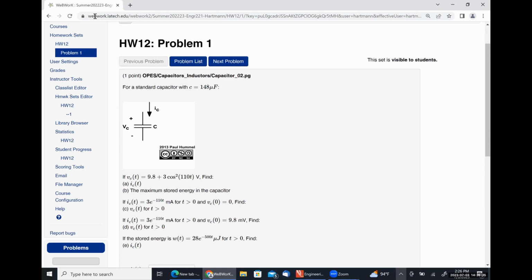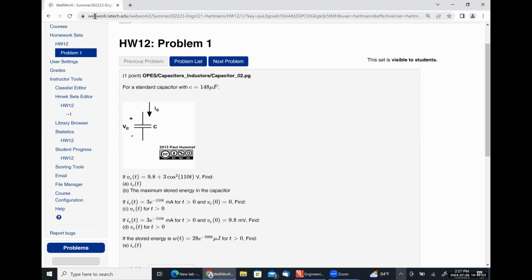Maximum energy stored in the capacitor. That can be a little problematic if you go about it the way that you would think you're supposed to go about it. I would argue that just finding the maximum voltage will allow you to find the maximum energy, more so than squaring this function, multiplying it by C, and then taking the derivative of the function, as that's a lot of work. But if you find the maximum value of the voltage, you can use that to find the maximum energy stored in the capacitor. It's a little bit easier to do it that way.